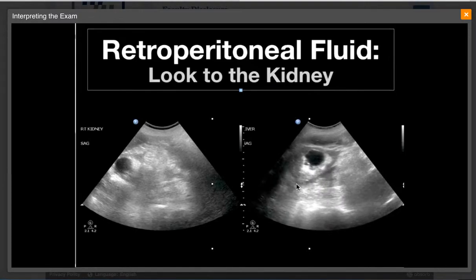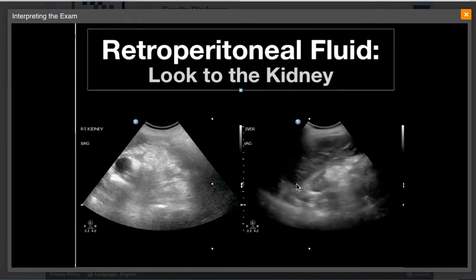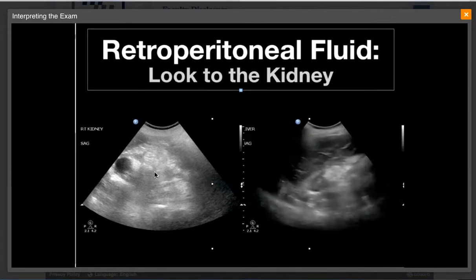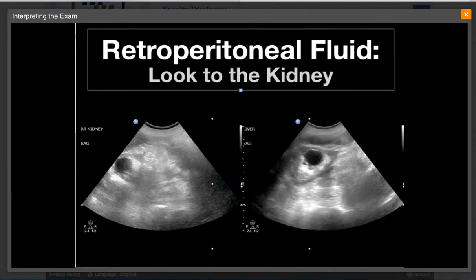This patient subsequently died after being taken to the operating room. But again, look at the kidneys. You can see that the retroperitoneal fluid, or the hematoma, is very well visualized here.